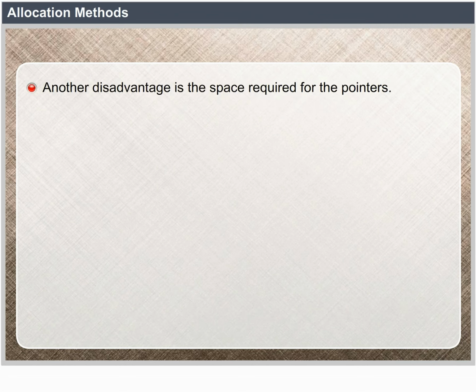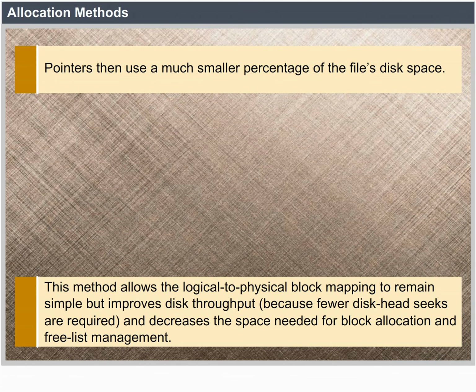The usual solution to this problem is to collect blocks into multiples, called clusters, and to allocate clusters rather than blocks. For instance, the file system may define a cluster as 4 blocks and operate on the disk only in cluster units. Pointers then use a much smaller percentage of the file's disk space. This method allows the logical to physical block mapping to remain simple but improves disk throughput because fewer disk head seeks are required, and decreases the space needed for block allocation and free list management.